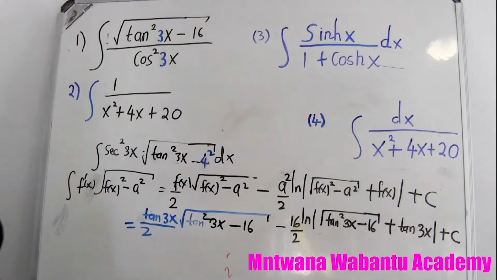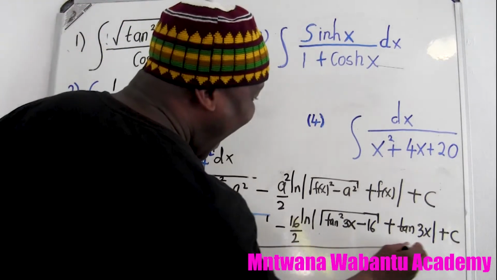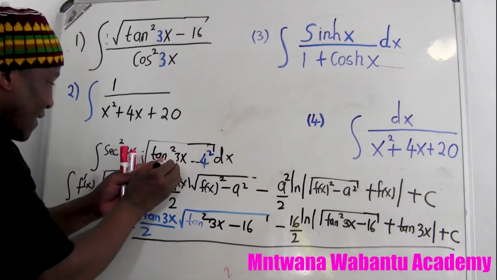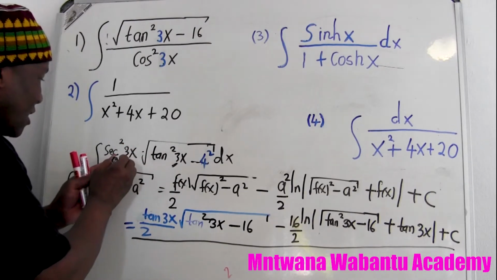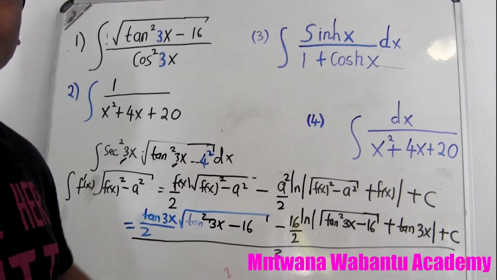Plus c. But look, because you don't have a limit. But remember, when you finish this, you must divide, even though it's not in the form, you must divide by this number which is in here. See this number here? So for this case, it's 3.